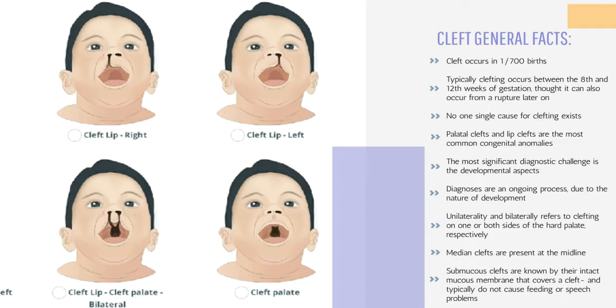Now, with that, there is no one single cause for clefting. So we can't pinpoint, oh, it's simply genetic, or we can't say it's strictly environmental. We really don't know. There isn't enough information on that. It's essentially right now known as sort of like a perfect storm. So palatal clefts and lip clefts are the most common congenital anomalies. And the most significant diagnostic challenge would be the developmental aspects, which we'll touch on in just a second. The next point is kind of interesting.